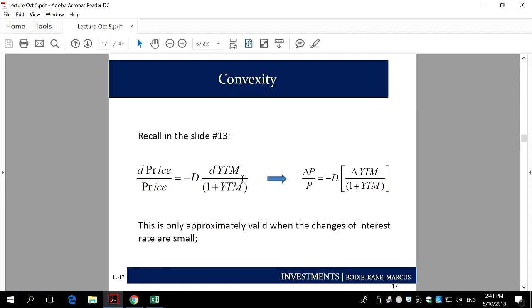I think this is what you mean. We get this formula based on first order derivative. We say this, because of this, then we have that. But this is just approximately true if your delta yield to maturity is small, tiny. But if you have not really that small change, then there is some error terms, right?